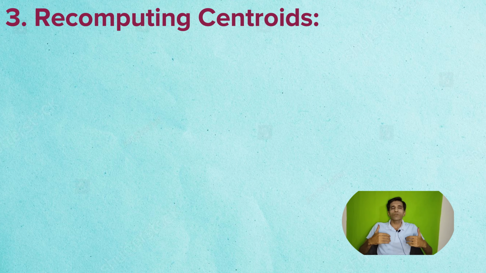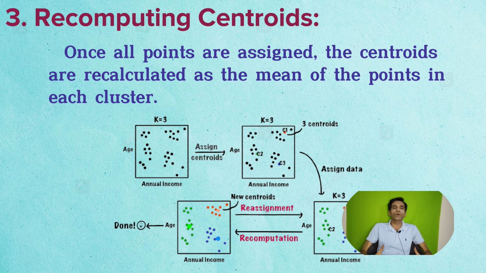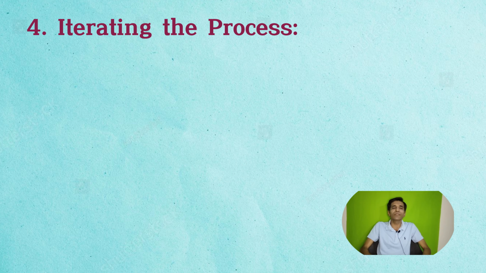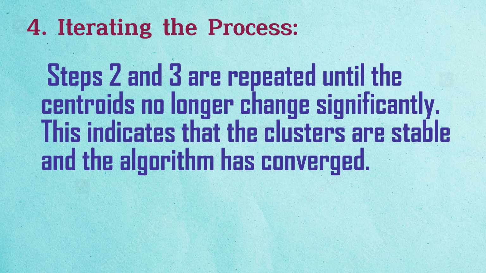Number 3. Recomputing centroids. Once all points are assigned, the centroids are recalculated as the mean of the points in each cluster. Number 4. Iterating the process. Steps 2 and 3 are repeated until the centroids no longer change significantly. This indicates the clusters are stable and the algorithm has converged.